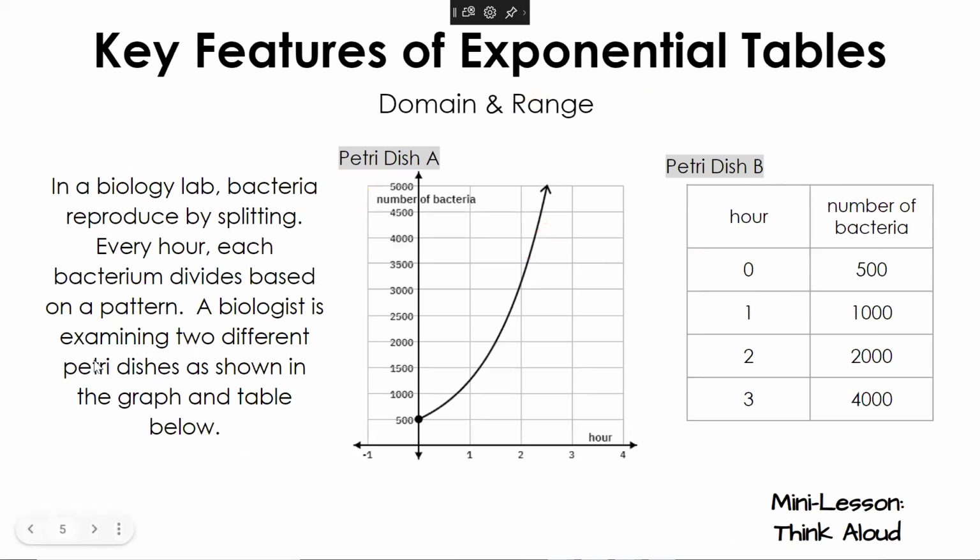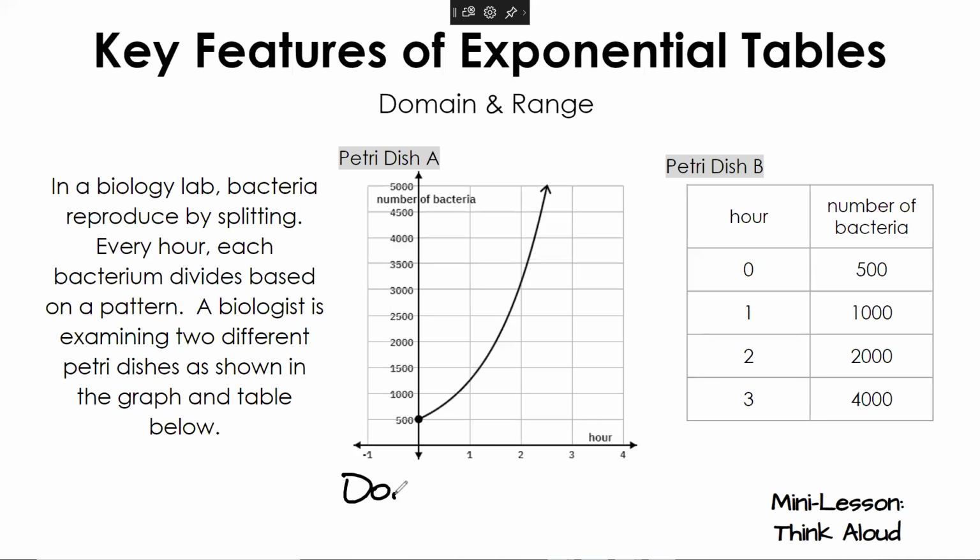All right, now domain and range. In a biology lab, bacteria reproduce by splitting every hour. Each bacterium divides based on a pattern. A biologist is examining 2 different petri dishes as shown in the graph below and table. Okay, so there's 2 different petri dishes, and we're saying the domain and the range, right? Okay.